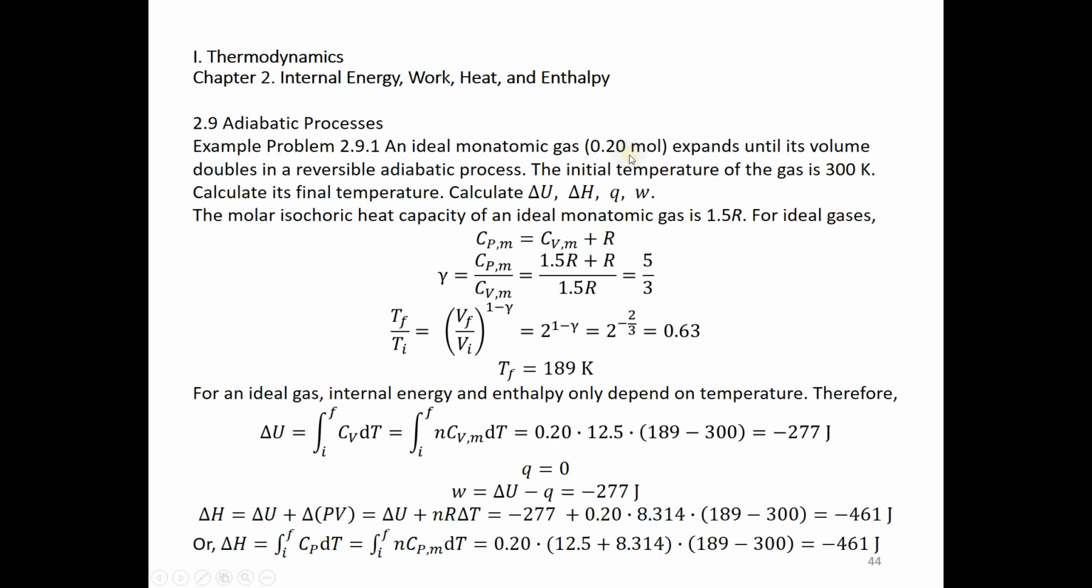Now for an ideal gas, the internal energy and enthalpy only depend on temperature. Delta U is the integral of Cv dT. We get this number. Delta H is the integral of Cp dT. We get this number. Or you can say delta H is delta U plus delta PV. So given delta U over here, negative 277, and then delta PV is simply delta nRT. Delta nRT is nR delta T, and you can compute delta T easily. We get this number. What about Q? Q is just 0 because it's adiabatic. W is just delta U because Q is 0.